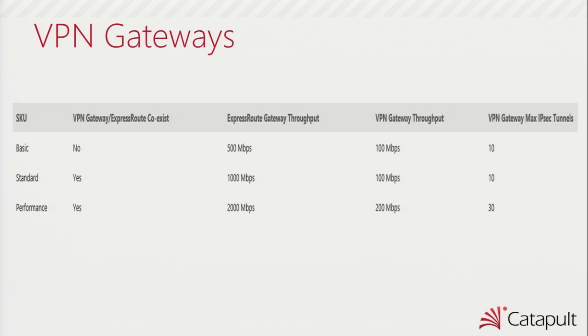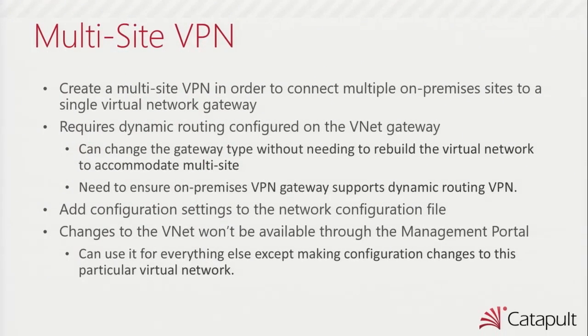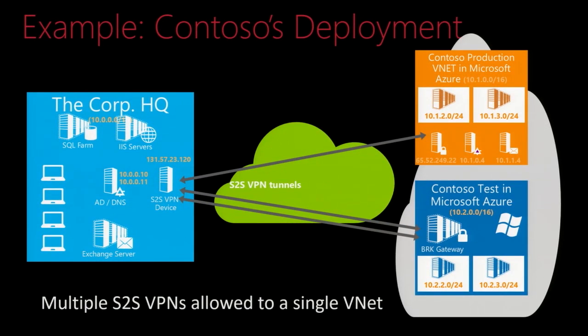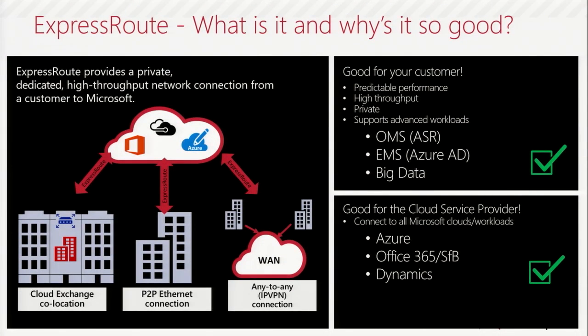If you've got 20 branch offices and you want to connect them all, this is no good for you. You need to go with the performance level, where you can have 30 IPsec tunnels, and you're going to get 200 megabit per second as well. You can have a multi-site VPN. So for branch offices, you can create a multi-site VPN gateway up there in Azure, and have all of those connecting to the same VNet. Pretty cool. That's an example of that, I suppose. So you've got your different branch offices connecting to a single VNet. Again, crucially, it's the IP address spacing, right? You don't have any overlapping IP address space.